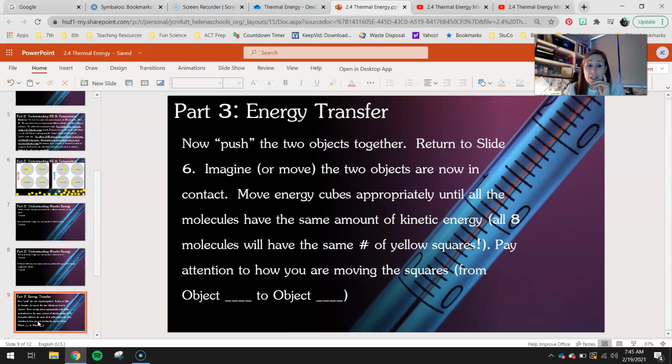Okay, then you are going to move the energy cubes around appropriately until all the molecules have the same amount of kinetic energy. So now it's like when the two objects are touching, we have one object that has 8 molecules instead of 4 each. So now you're going to redistribute all those little yellow squares until all 8 of those molecules have the same number of yellow squares with the same amount of kinetic energy. Pay attention to how you are moving the squares. So think about from what object to what object you are moving those to distribute them equally.